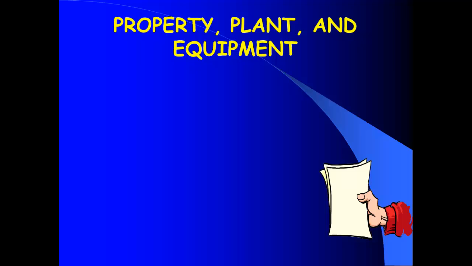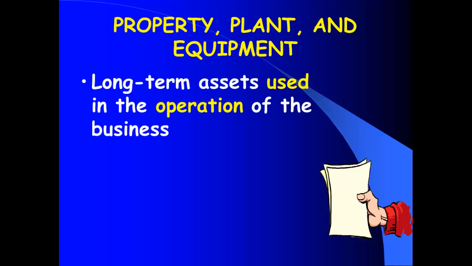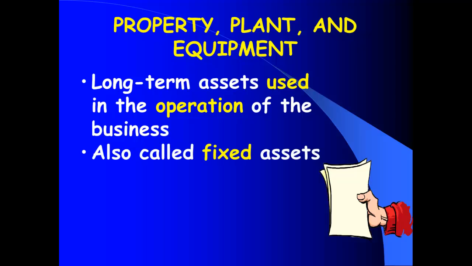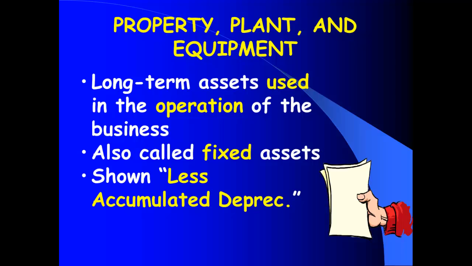The second group of my assets is called property, plant, and equipment, PPE. Here we're talking about long-term assets that we use in running my business, also called fixed assets. Every item in that group, except for one, will have some accumulated depreciation. The one that doesn't have accumulated depreciation is land, because land lasts forever, so we do not depreciate it.